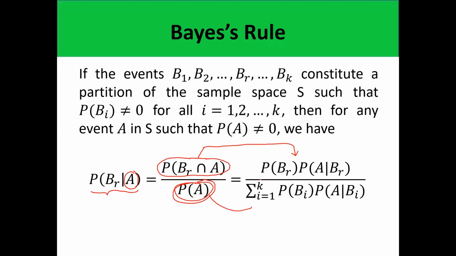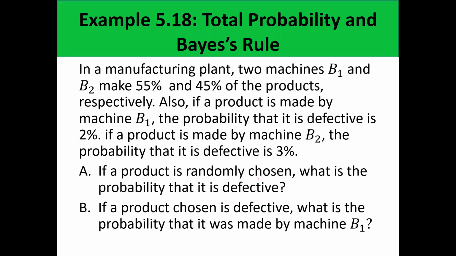And this thing here is actually the total probability rule. Okay, so let's illustrate this with an example. In a manufacturing plant, two machines B1 and B2 make 55% and 45% of the products respectively.